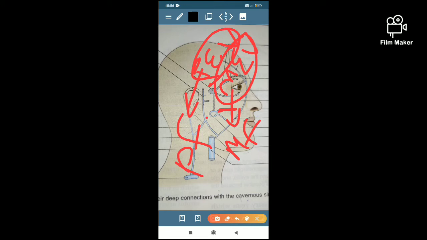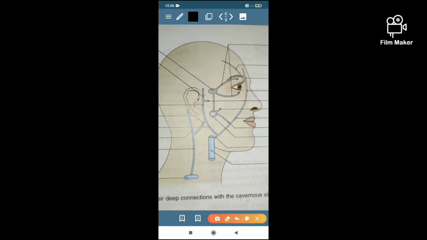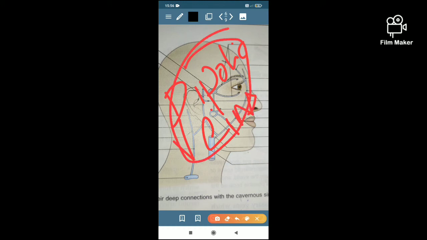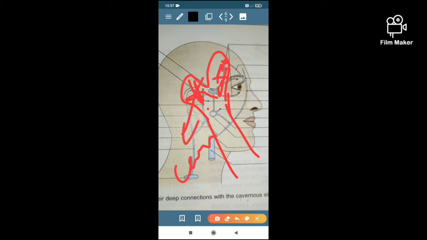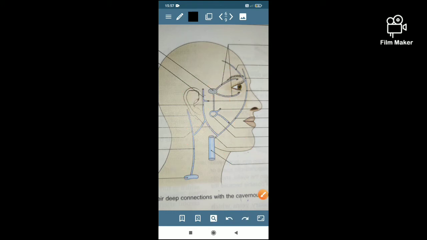Then there is the topic of diploic veins. Many people ask what the diploic veins are. Actually, these are the veins which start in cancellous bones. What are cancellous bones? Cancellous bones are present at the ends of long bones. These are very trabeculated, meaning they have many trabeculae. These cancellous bones play an important role in the formation of blood cells.